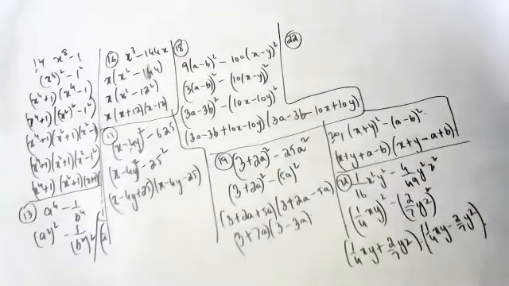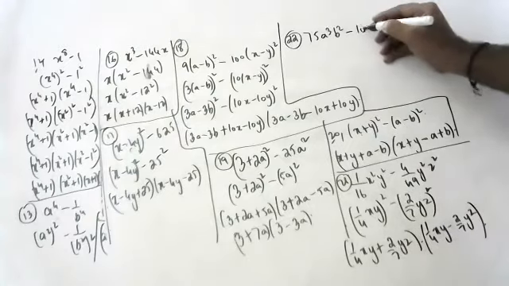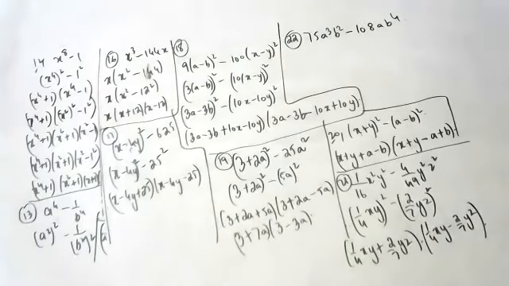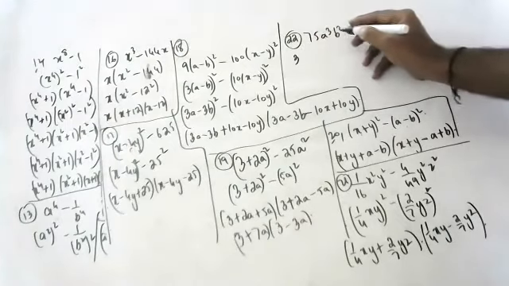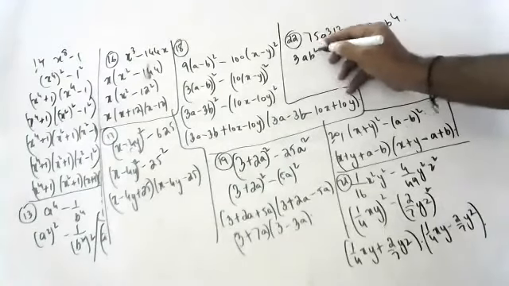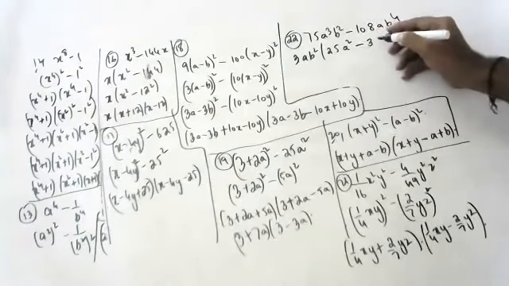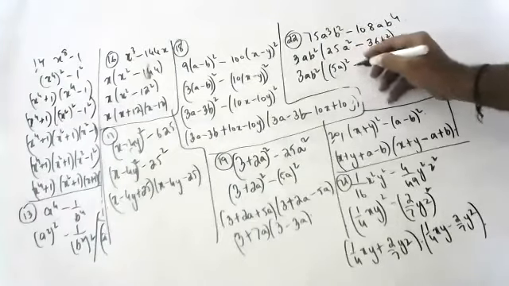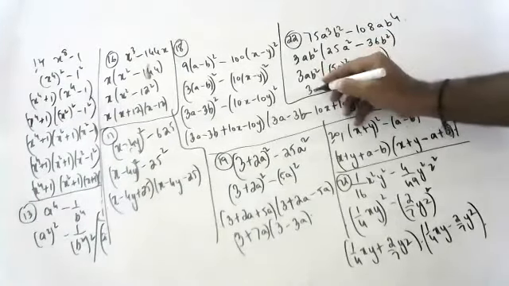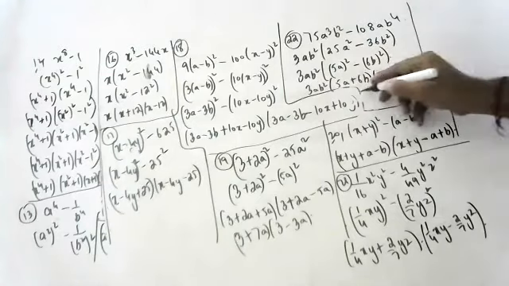Next, 22. 75a³b² minus 108ab⁴. Take 3 common. And here a and b, you can also take common: 3ab² you take common. 3ab² into 25a² minus 36b². 25a² is (5a)², 36b² is (6b)². Okay, so 3ab²(5a plus 6b)(5a minus 6b). Like this you have to do.